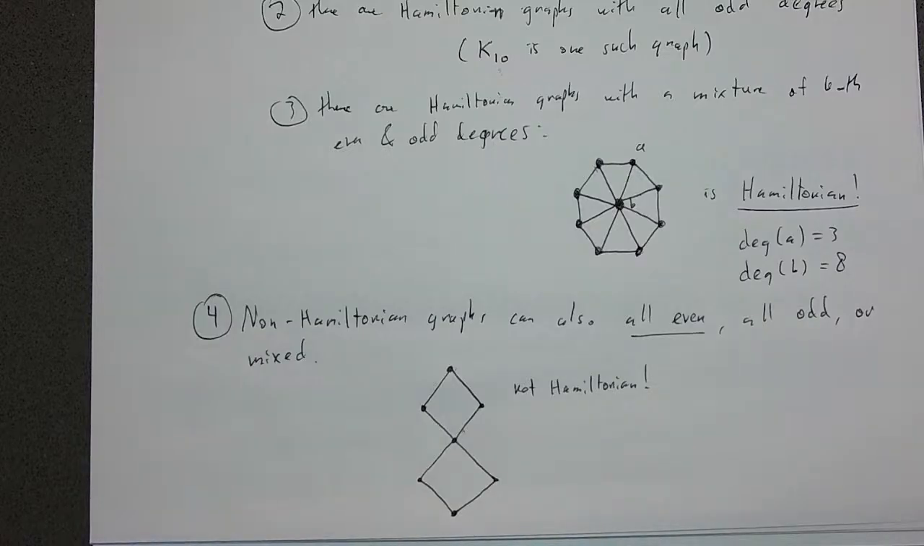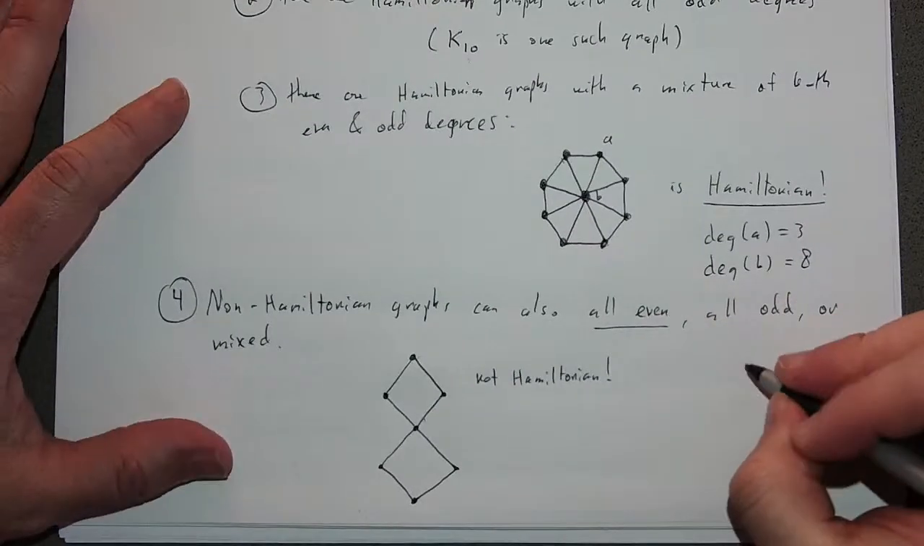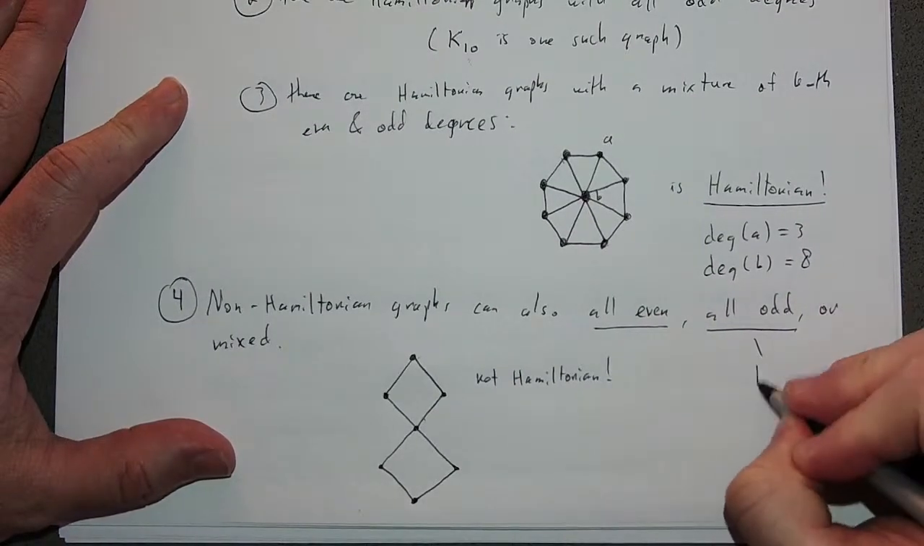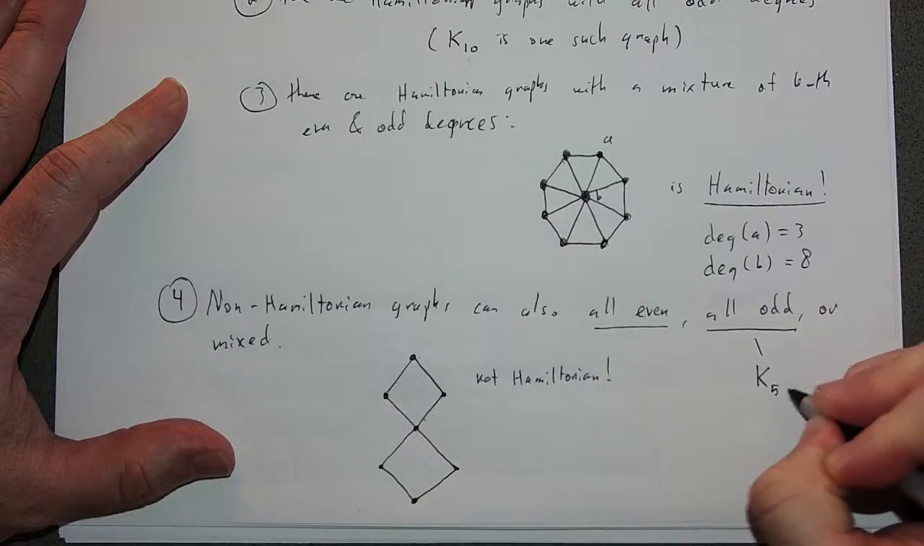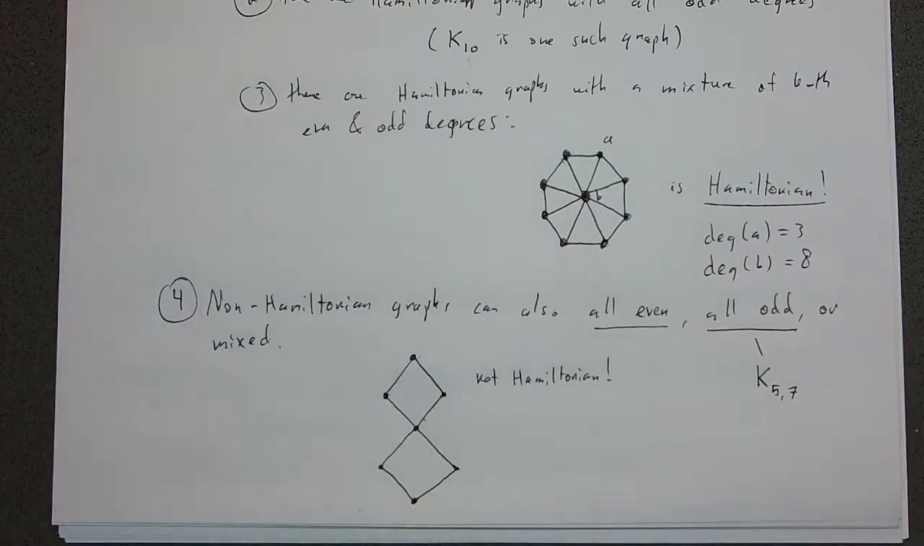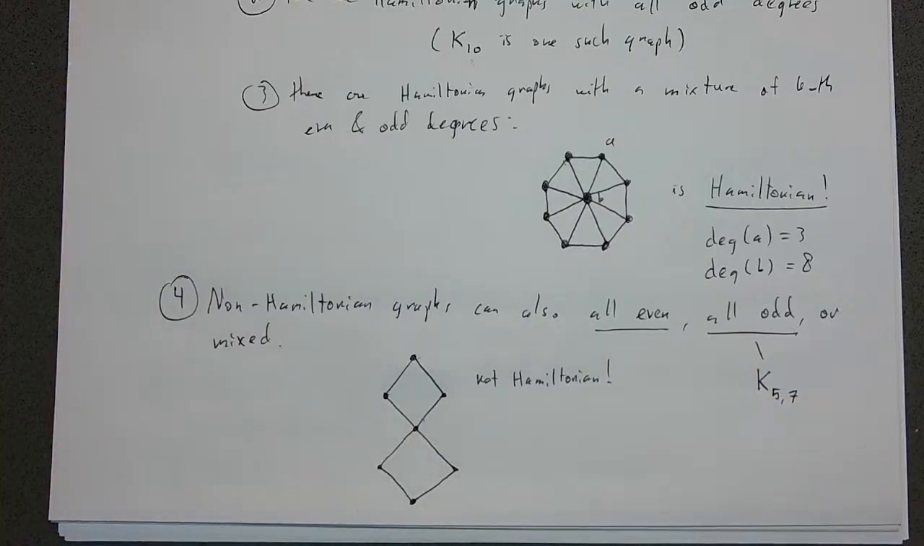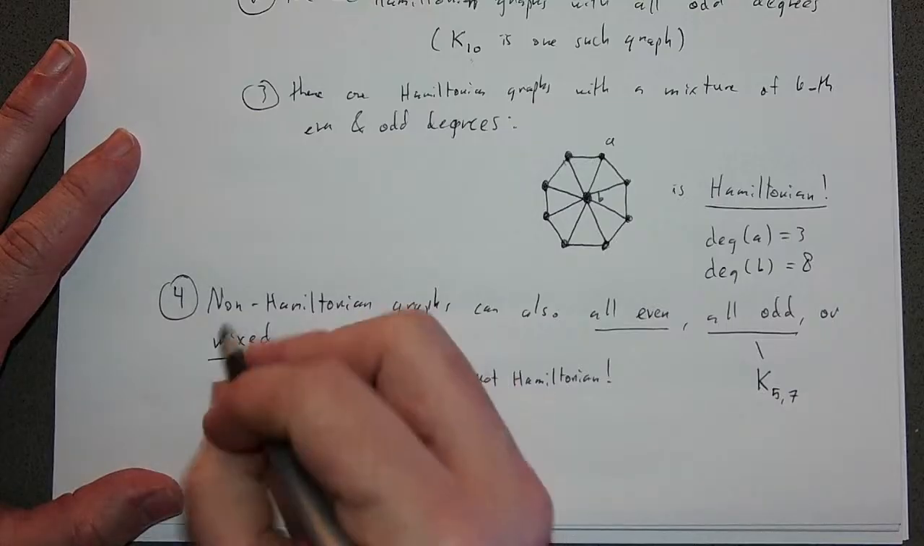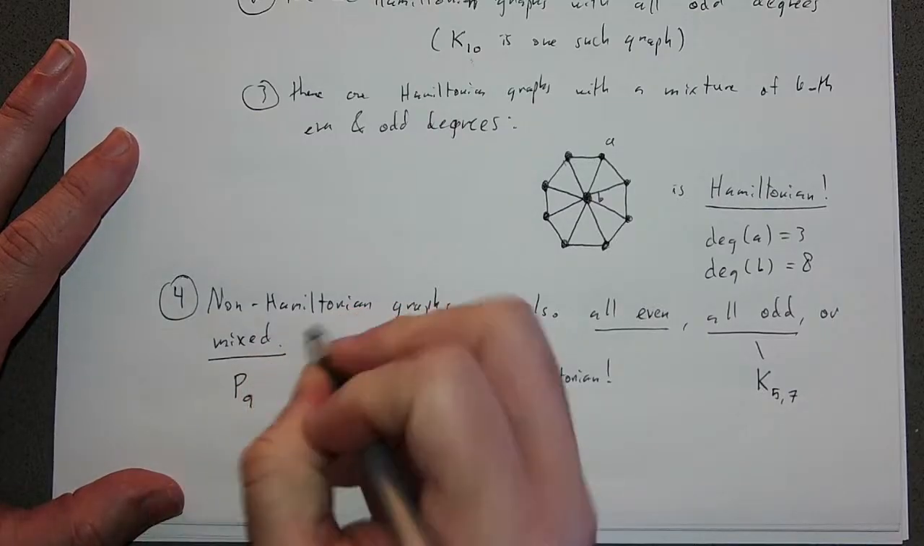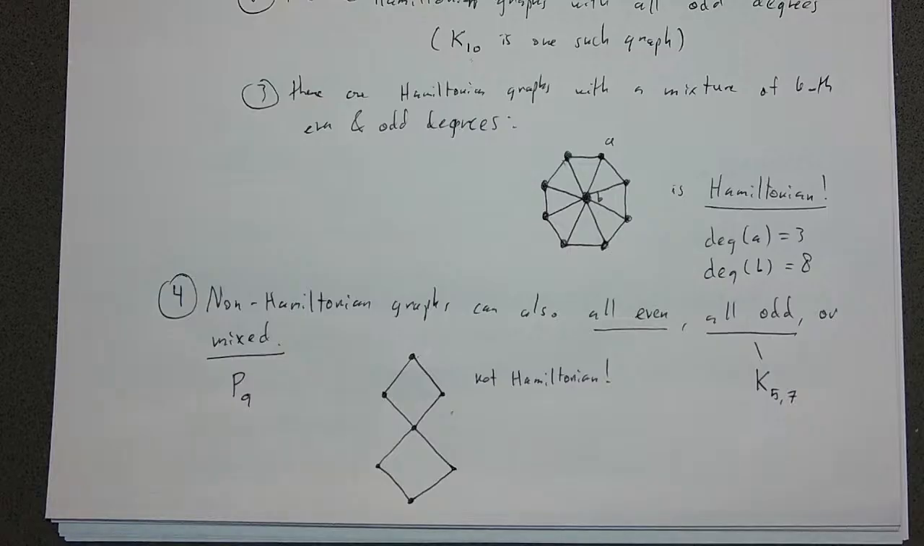There's also all odd. So to see an example of all odd, the complete bipartite graph with partite sets of size 5 and 7. Everything has odd degree, but this is not Hamiltonian. If you want mixed, the path on 9 vertices.